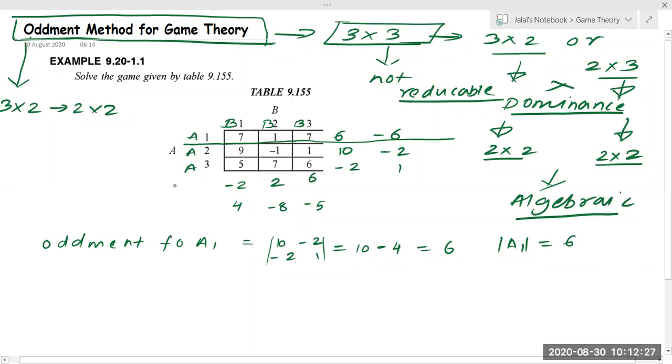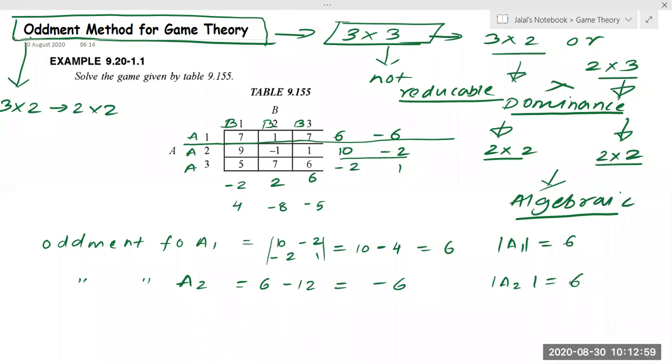Now similarly we will take the augment of A2. When we take the augment of A2, 10 and minus 2 will go away. What will remain is 6, minus, minus, minus. So 6 minus minus minus will be minus. 6 into 2 is 12. So this is coming out to be minus 6. So mod of A2 will be equal to plus 6. We do everything normally up to here, and whatever the value is, we take it to be positive.